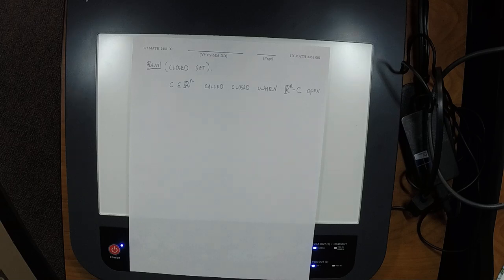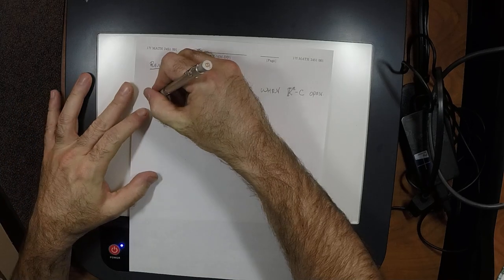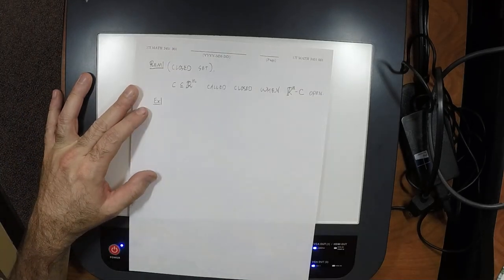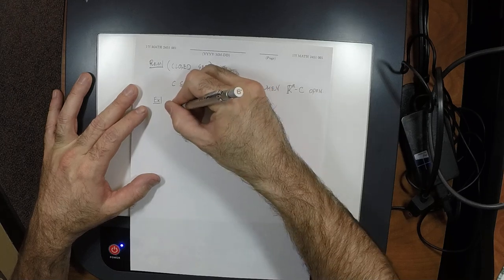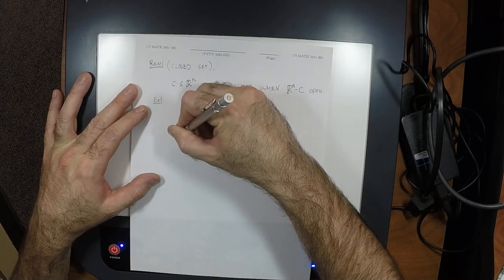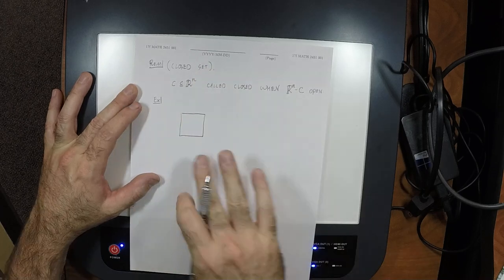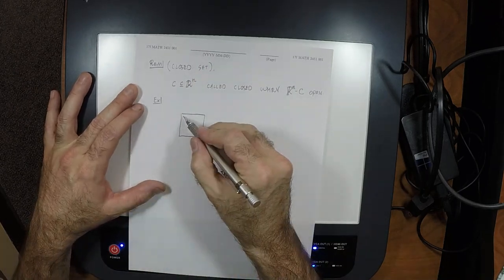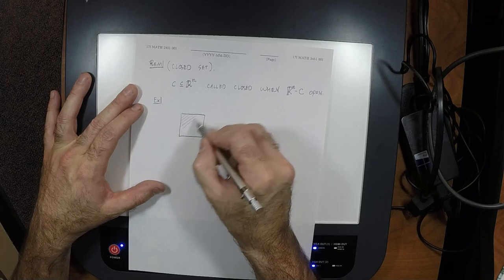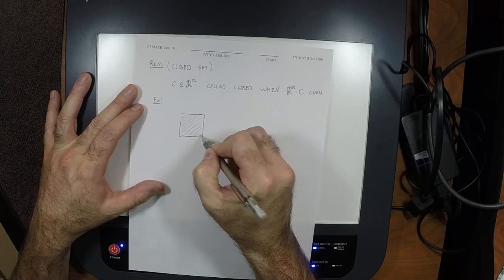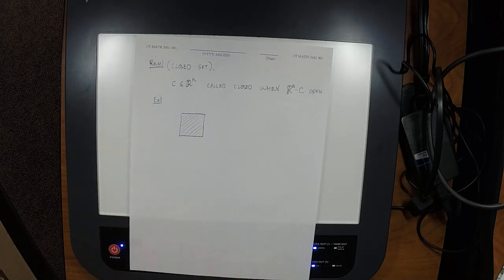Let's think about that for a minute. Here's a set. And by this set, I mean this set and all the stuff in it. So all the stuff inside of that square. Is this a closed set? It is a closed set. Now, how do you observe that it is in fact a closed set?